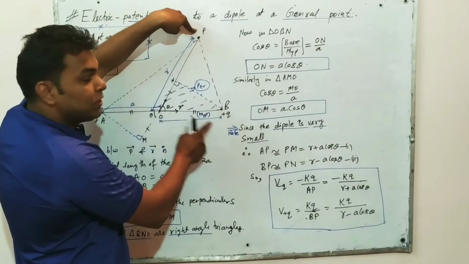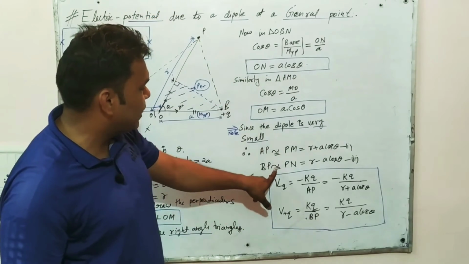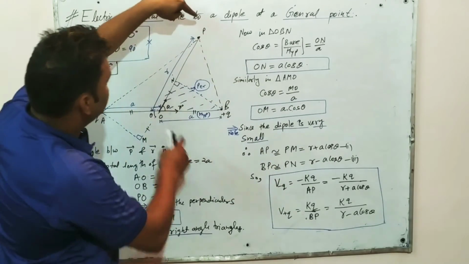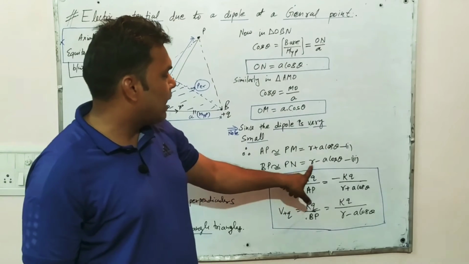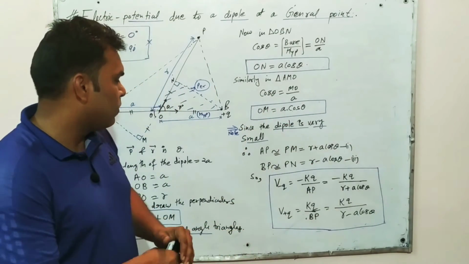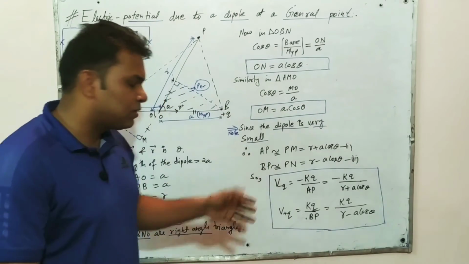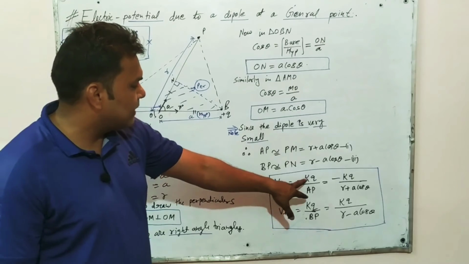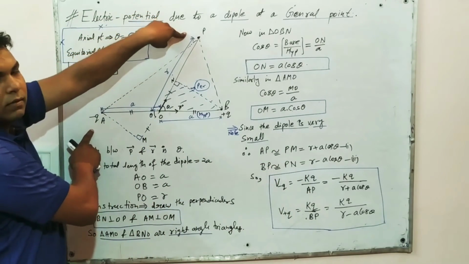Clear? Since the dipole is very small, which is our assumption. Now, BP is similarly equal to PN, this is the side of PN. Clear? Whose value comes out to be R minus A cos theta. Now, for the negative charge, the potential comes out to be V negative, which is minus KQ upon AP.